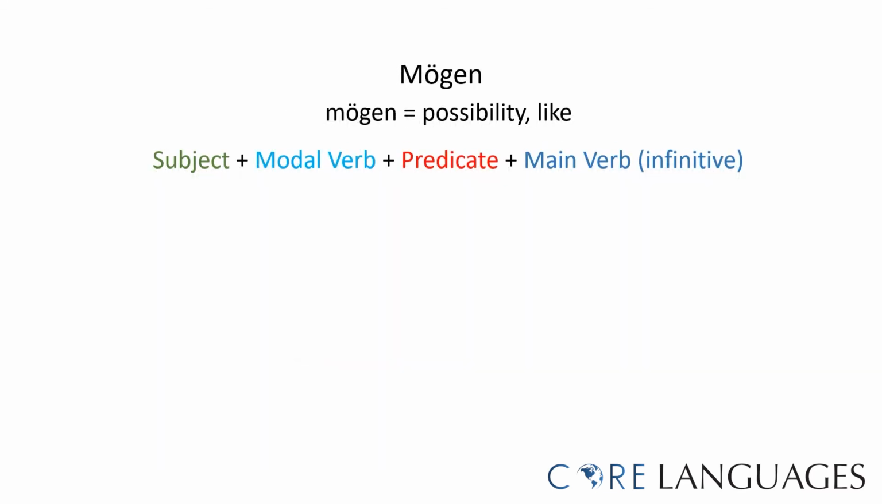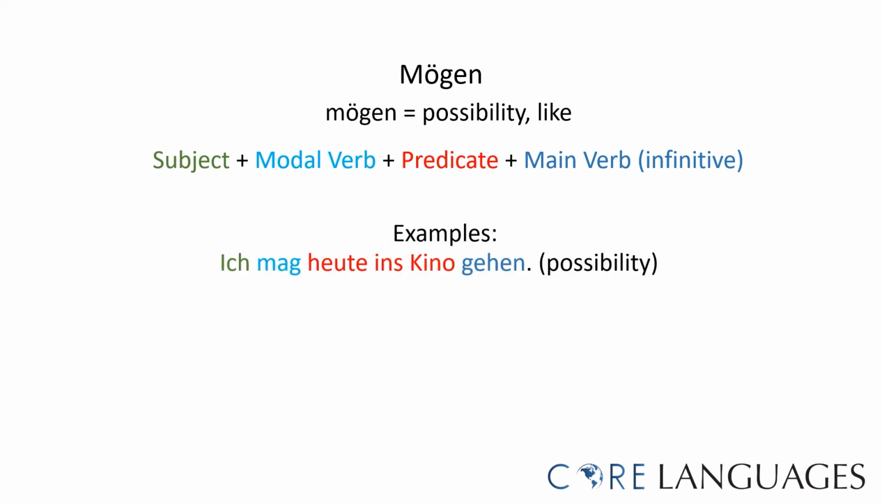Hier sind Beispiele of sentences using mögen, to like. Mögen is used to express possibility, but it is also used to express that someone likes something. Again, pay attention to the word order. Ich mag heute ins Kino gehen. I like to go to the movie theater today. This sentence expresses the possibility of going to the movie theater, but also that the person likes to go to the theater tonight.